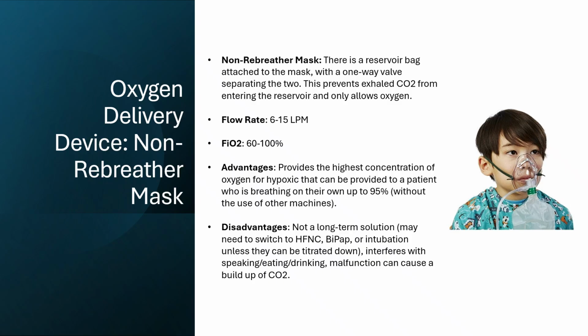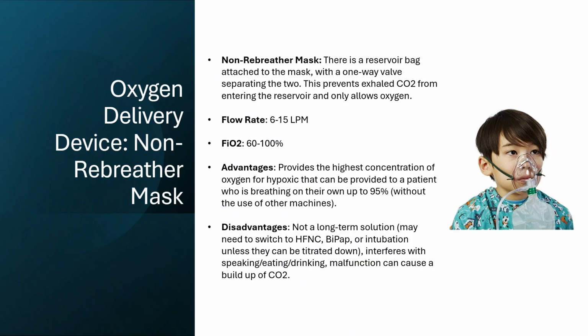The flow rate is 6 to 15 liters per minute. Your FiO2, this one's really nice, you guys, is 60 to 100%, and that again is because of that reservoir bag. A nice thing about this is that it provides the highest concentration of oxygen for hypoxic patients breathing on their own. You can get up to an FiO2 of about 95% if they're breathing on their own without having to use other, more invasive machines. So this is a really good option.